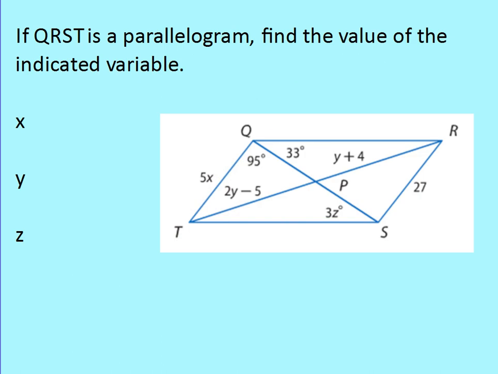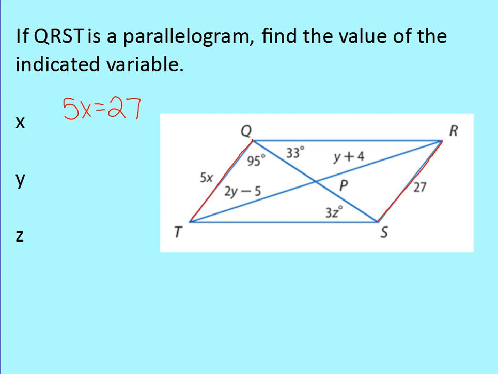In this example, we just need to find the value of each variable that is indicated. So let's go ahead and find X first. We have an X on side QT. Because this is a parallelogram, we do know the opposite sides are congruent. So we know segment QT will be congruent to segment RS. So we can set 5X equal to 27. And now we just need to solve for X.